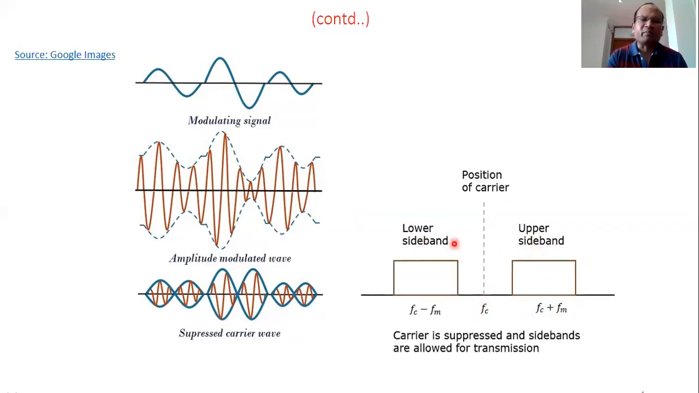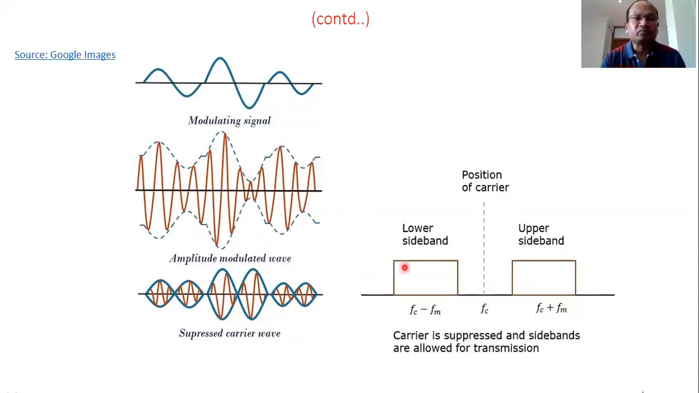And there is the lower sideband, which will start from FC minus FM to FC. This FC plus FM is here, and FC will be here, right? And this is a band actually. The carrier frequency is not a band, it's a single component. So from here to FC plus FM there is the upper sideband, and there is the lower sideband.